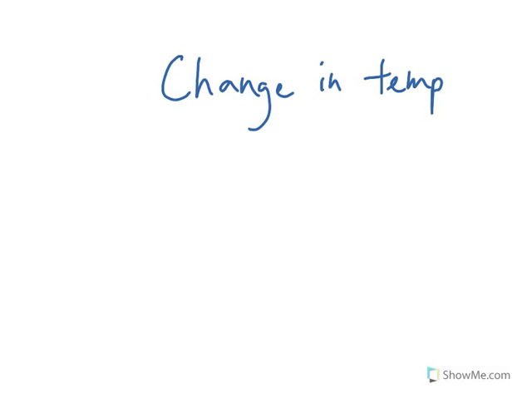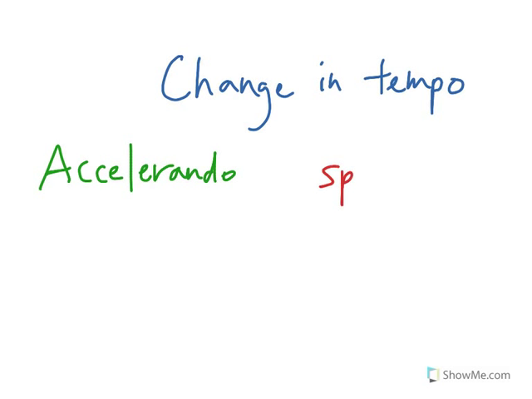Now the other concept to keep in mind is markings that indicate a change in tempo. So the ones we talked about just now give you the absolute tempo, how fast and how slow, but these markings tell you to speed it up or slow it down. So if you see something that says accelerando, that means to speed it up or to increase the tempo.